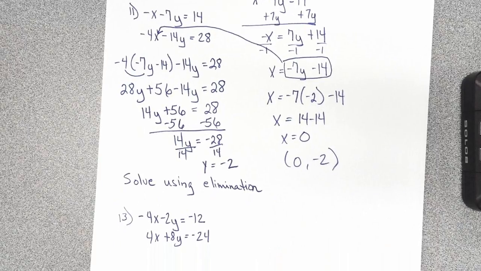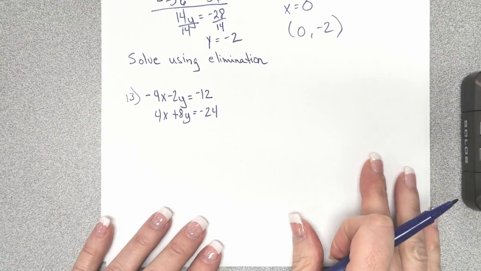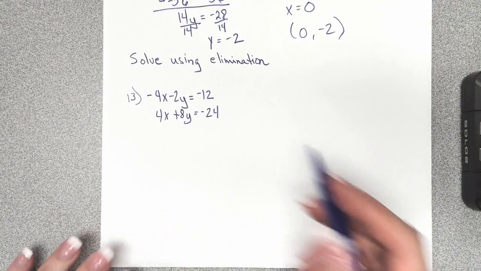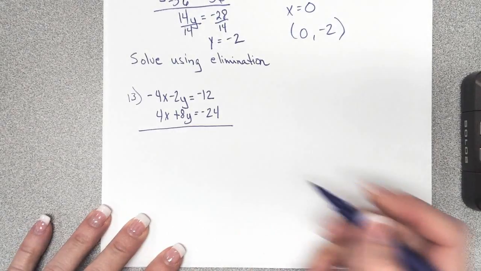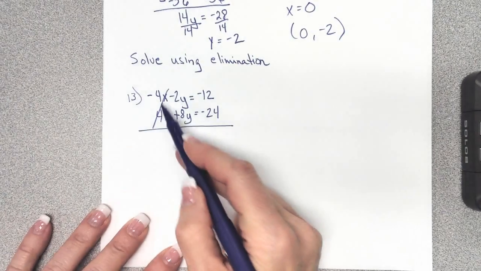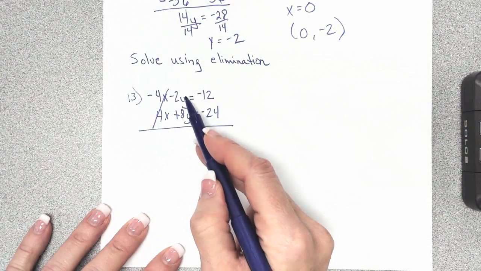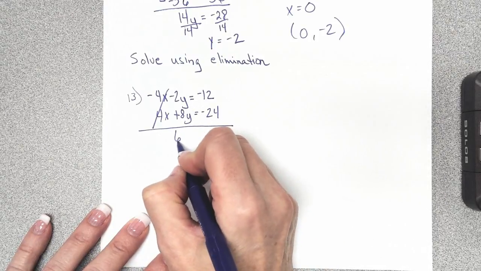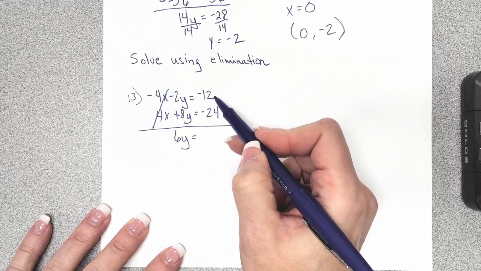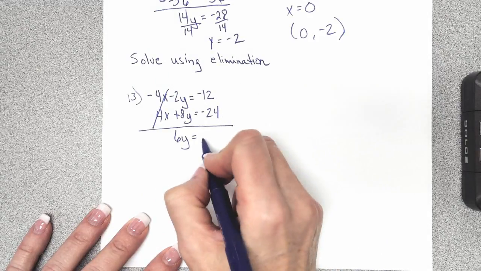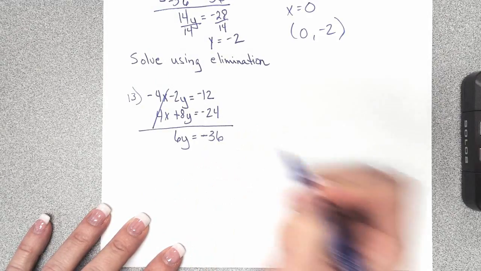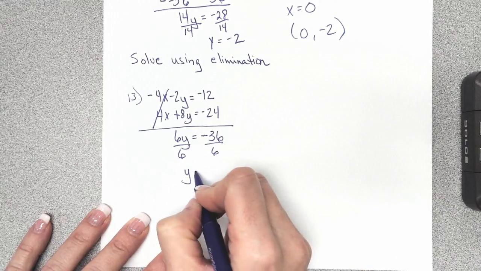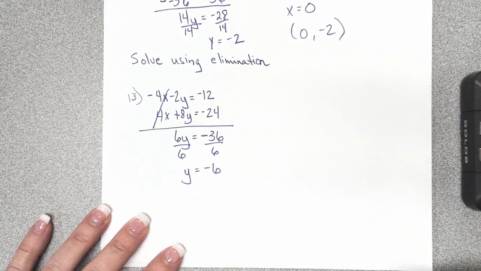Okay. All right, then on 13, we switched gears. We said, okay, let's solve them using elimination. We're looking to see, does one of the variables cancel out? Well, on 13 it does. Negative 4 and positive 4, that zeroes out. So let's work with the y's. Negative 2y plus 8y is 6y. Negative 12 and negative 24 is negative 36. Divide by 6, and y equals negative 6.